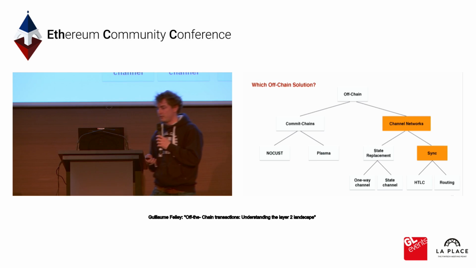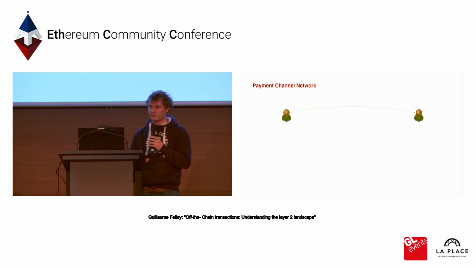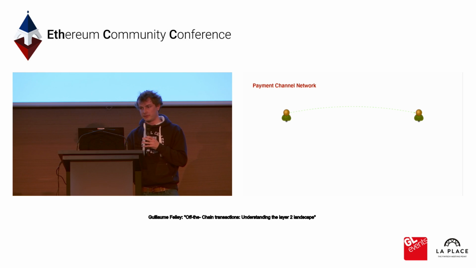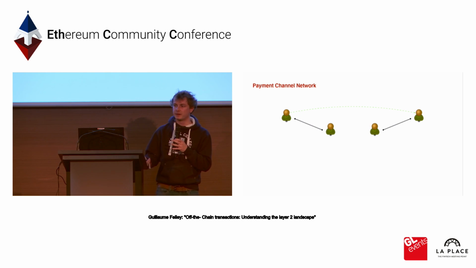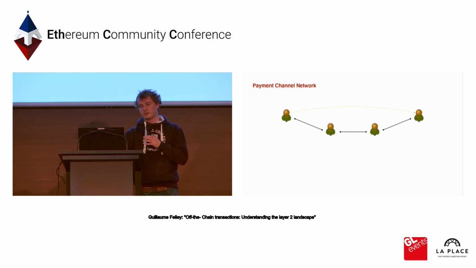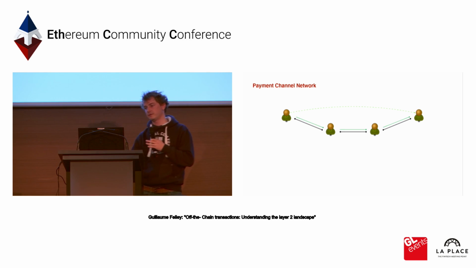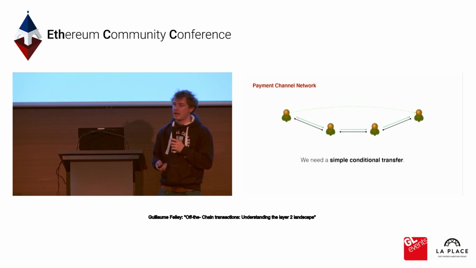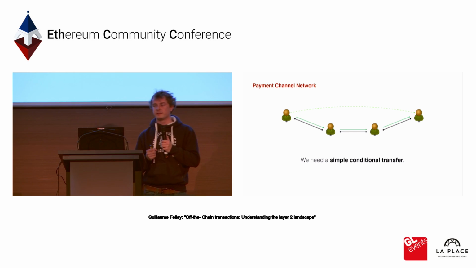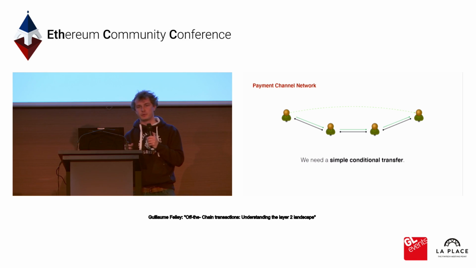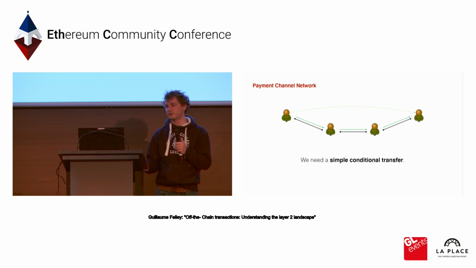All right, so synchronization. What I mean is that two parties might not have a direct relation between each other, so you might need to go through intermediaries to send a payment, and then you forward the payment through these two guys in the middle. This is called routing. And what you need to achieve that is a simple conditional transfer. These three transfers here need to happen atomically, so either all of them happen or none.